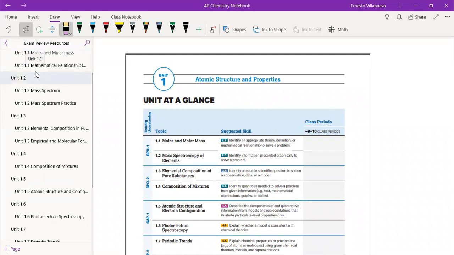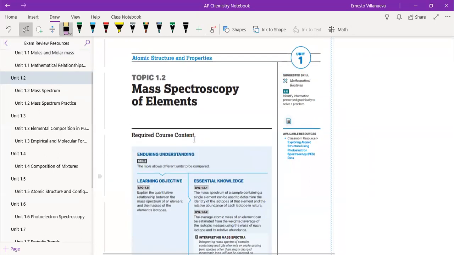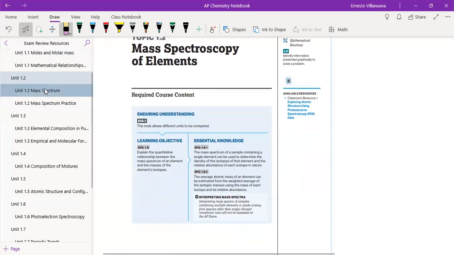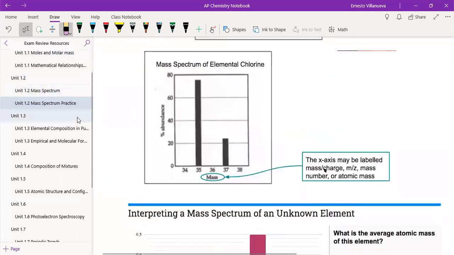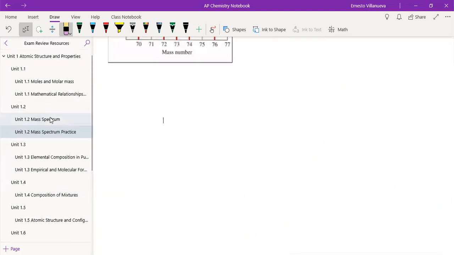So unit 1.1, 1.2. The first page is always going to be the essential learning objective, what it is that we're going to be covering. And then it's going to be a series of notes with some practice prompts so you can see what to expect on the AP exam.